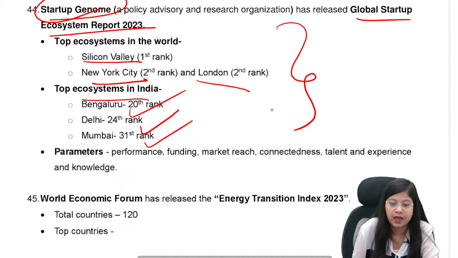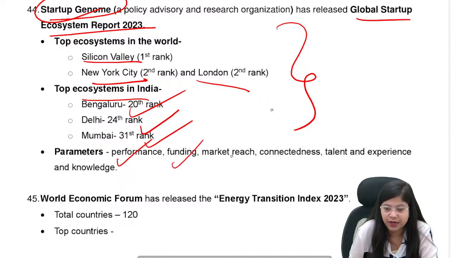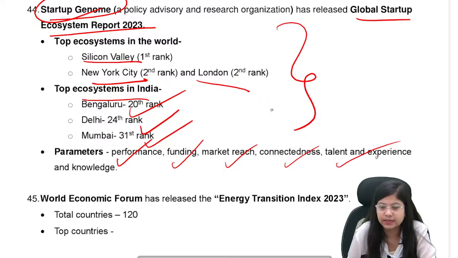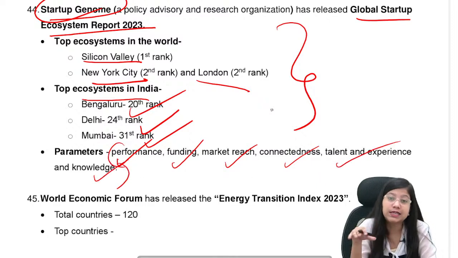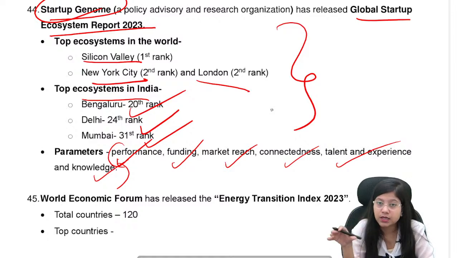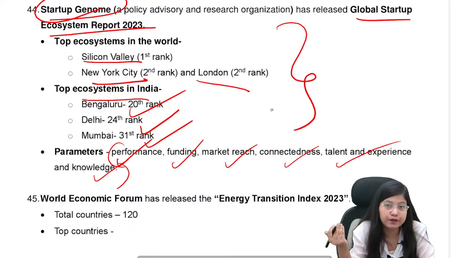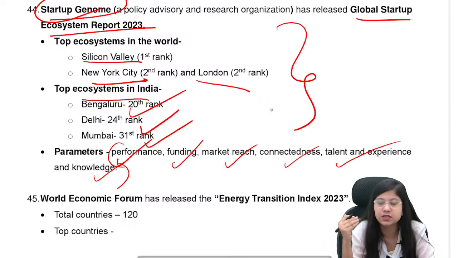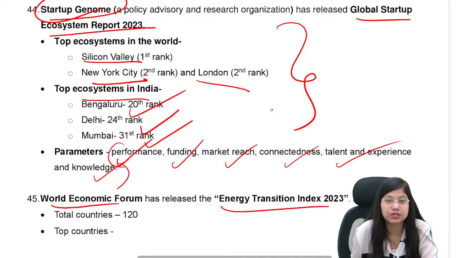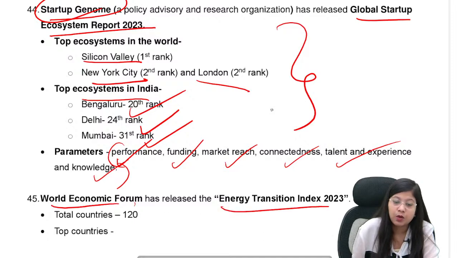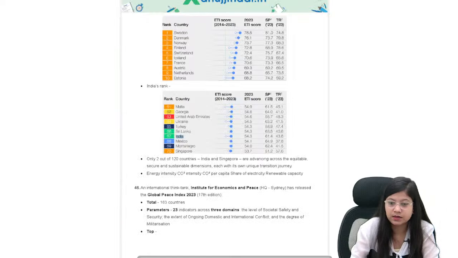Okay. Parameters are performance, funding, market reach, connectedness, talent and experience and knowledge. So these are the parameters on which the cities were assessed. Okay, whether the city has a pool of talented individuals or not, talented and individual workforce, experienced workforce or not. World Economic Forum Energy Transition Index 2023. 120 countries were assessed.